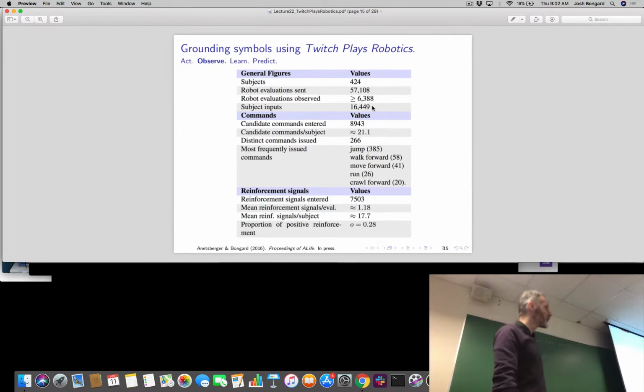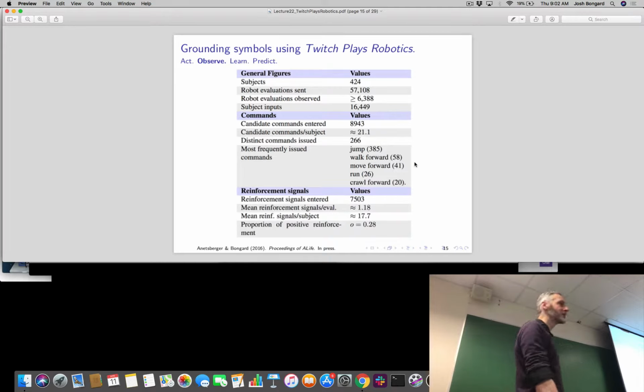We got a total of over 16,000 pieces of chat typed in by participants. Any given piece of chat could be an issued command, a positive reinforcement, a negative reinforcement, or the participants just chatting with one another. The crowd issued almost 9,000 commands, but a lot of them were the same command, so there were only 266 unique commands, and these were the top 5 that were issued. So jump was issued 385 times, walk forward 58 times, and so on.